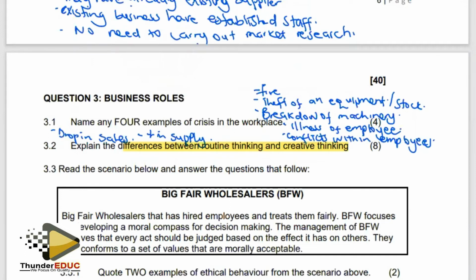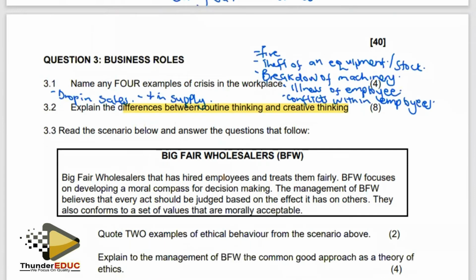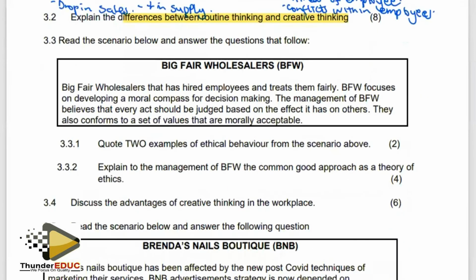We are given a business scenario of Big Fair Wholesalers, BFW, that has hired employees and treats them fairly. Get that? Big Fair Wholesalers focuses on developing a moral compass for decision making.